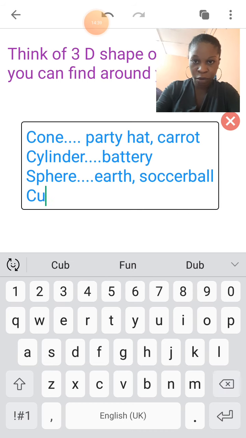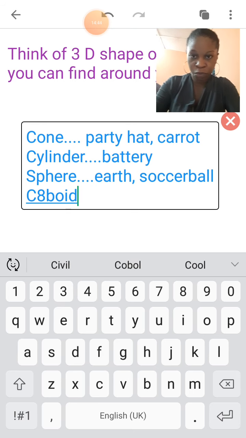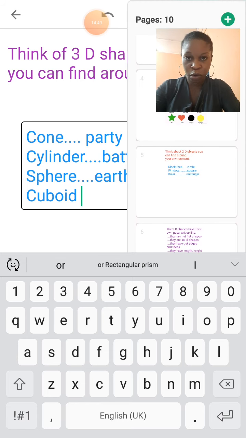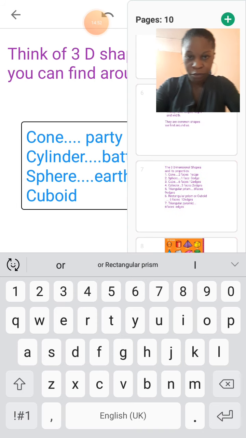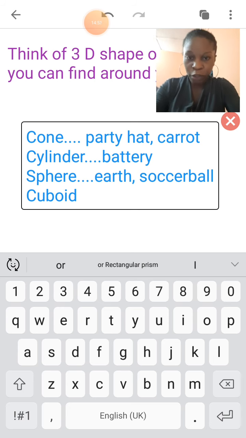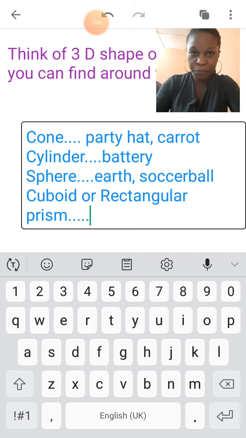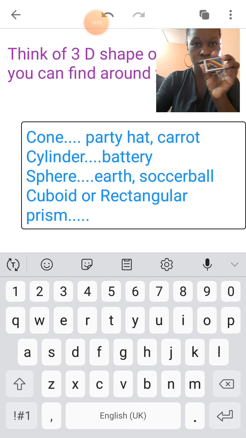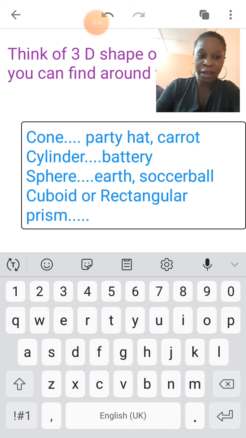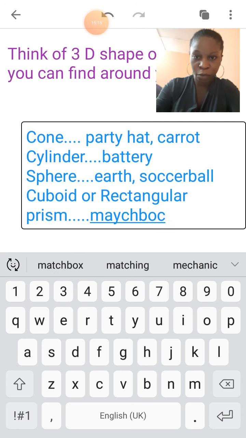Okay, wait, let me be sure. Cuboid. Thank you for bringing it up for me. The other name is rectangular prism. This is a rectangle. If it's a triangle, it comes like this. So this is a rectangle. Cuboid or rectangular prism, and I call it a matchbox. That's my own example. Matchbox.